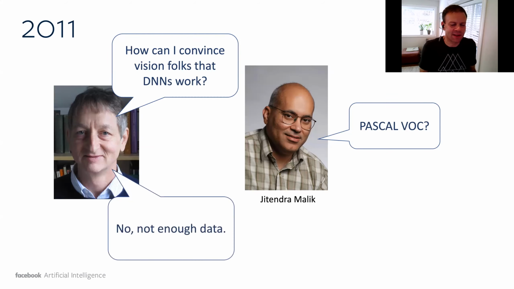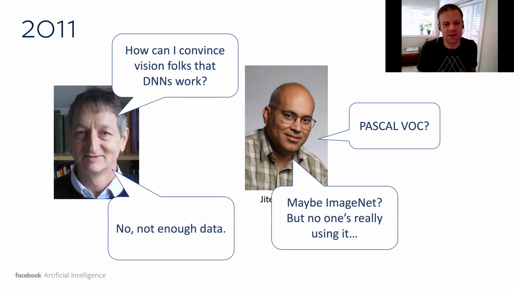But then, Geoff is like, well, I can't use PASCAL VOC. There's not enough data. Even with 30,000 images, that wasn't enough data to train an effective neural network. So then Jitendra was like, well, all right, maybe use ImageNet. Nobody's really using it. As computer vision folks at the time, they're like, well, that's way too hard. No way we're ever going to be able to solve that. And it's a lot of images. I mean, what can you do with all those images anyway? And Geoff was like, oh, well, that's the right amount of images. Let me try it out.